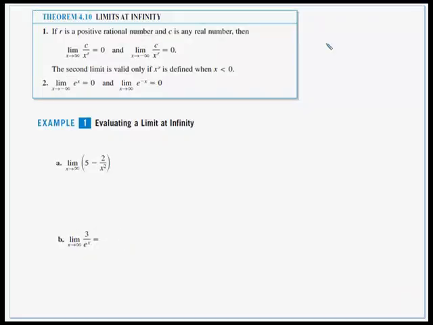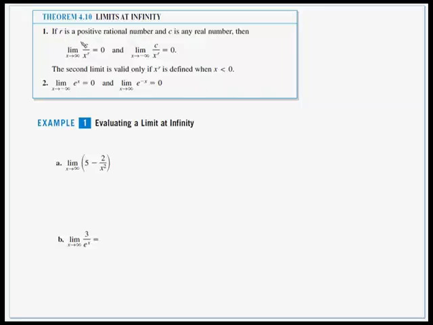So here's a theorem for this section, theorem 410. If r is a positive rational number and c is any real number, then, and here it just says c is a real number, so we've got rational functions going on. The first one is the limit as x goes to infinity of c over x to the r. From our definition, c is just some real number like 2 or 3 or 5, and underneath it, in that denominator, is some value raised to a power.